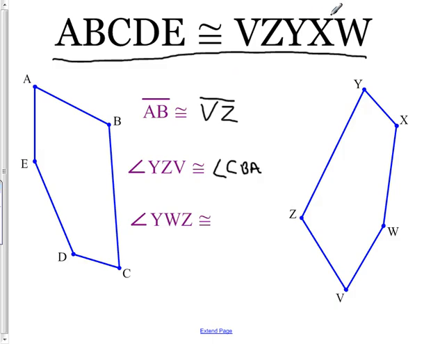And then lastly, angle YWZ. YWZ would go 3, 5, 2. That would be congruent to angle CEB. Okay, so that's the intro to congruent polygons.